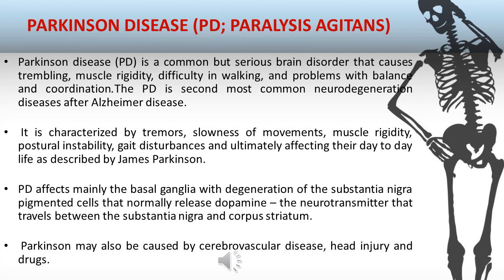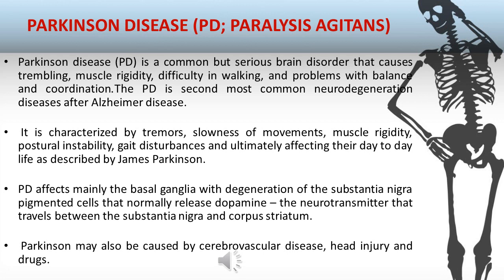Parkinson's disease is a common but serious brain disorder that causes troubling muscle rigidity, difficulty in walking, and problems with balance and coordination. Its prevalence increases with age. The prevalence is on the rise over the last few decades due to improved life expectancy across the world. It is the second most common neurodegenerative disease after Alzheimer's disease. It is characterized by tremor, slowness of movement, muscle rigidity, postural instability, and gait disturbance, ultimately affecting their day-to-day life, as described by James Parkinson.